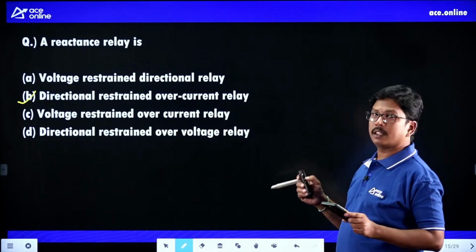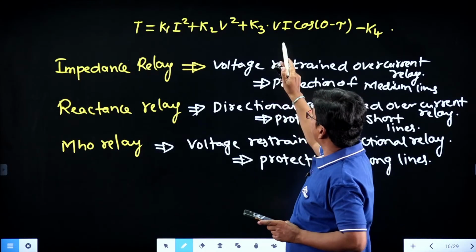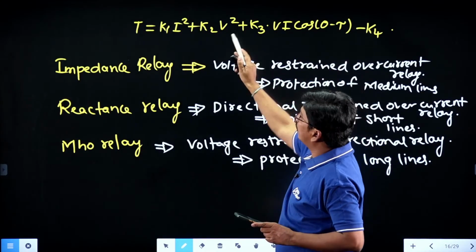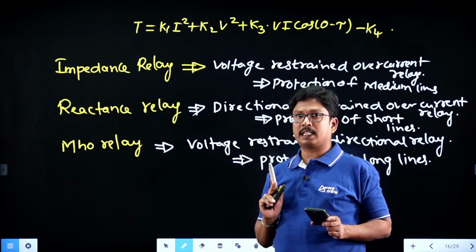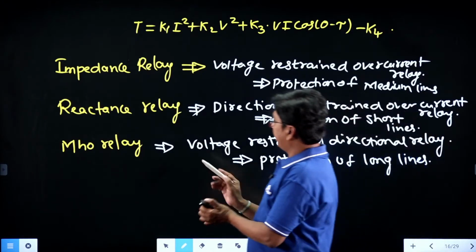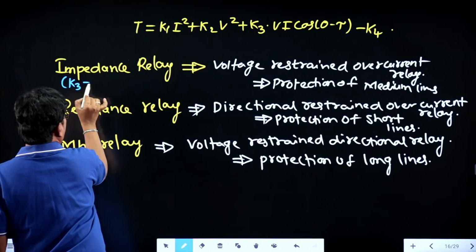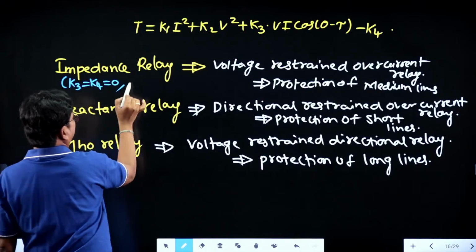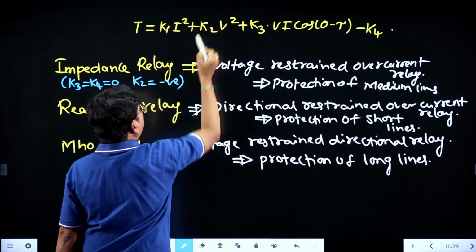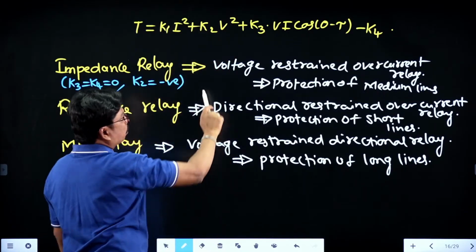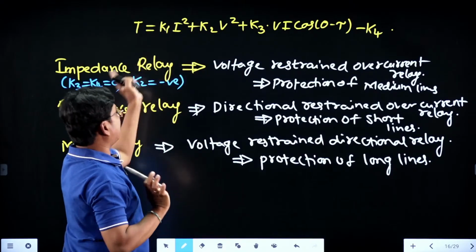So which terms are you making zero for which relay? For the impedance relay, students, we have to make K3 and K4 zero. K2 should be negative, which is providing the restraining part. Let me write those. Here K3 and K4 are zero and K2 should be negative. As K2 is negative, the restraining part is provided by the voltage. That's why it is voltage restrained. Operating torque will be positive 1, that is over current relay. So it is a voltage restrained over current relay.